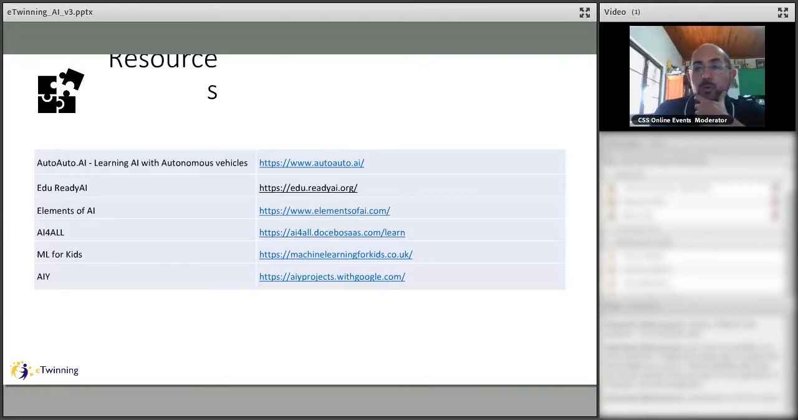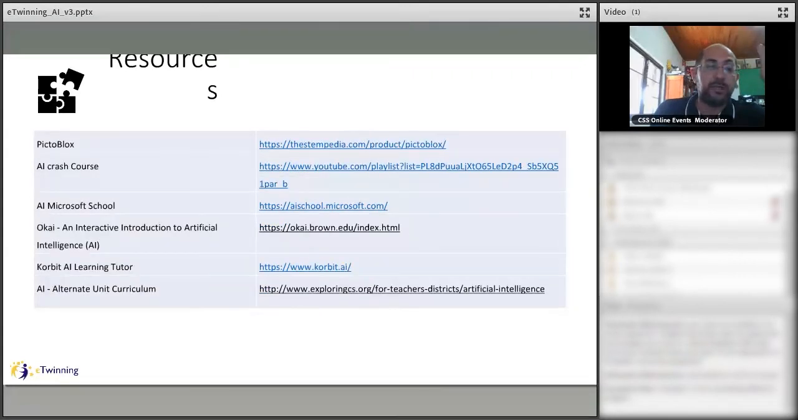Elements of AI is a MOOC developed by the University of Helsinki in partnership with a company called Reactor, where you can have the first contact with AI, the definition of what AI is, and so on. This is available in lots of languages, and the main goal is to make it available in all the languages of the European Union. Machine Learning for Kids is where you can create some models and so on. So these are some of the resources that you can use.